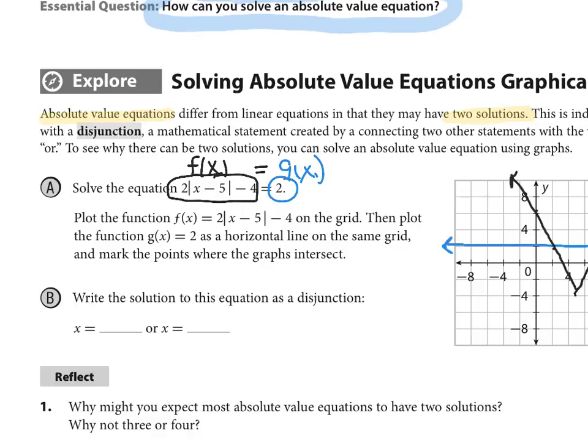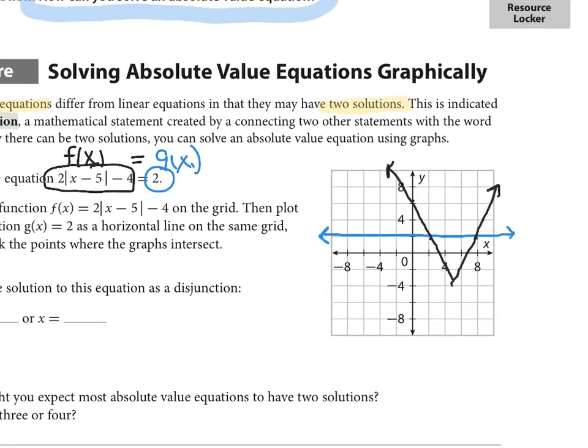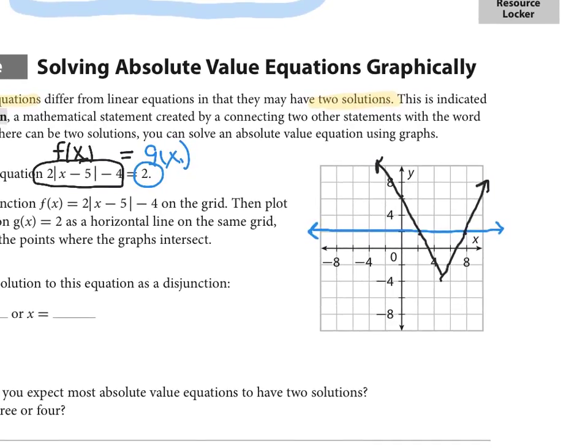On the right hand side, I've gone ahead and graphed both of these. The g function is just a horizontal line. The f function is our absolute value function. Where these two functions intersect is where you'll find your solution. So here's one solution, and here's the other solution. And what we want from each of those is the x value that corresponds with that point of intersection. So that would be when x equals 2 and when x equals 8.